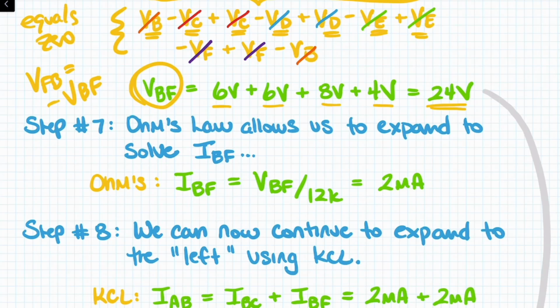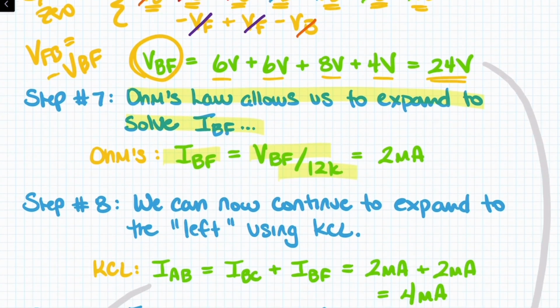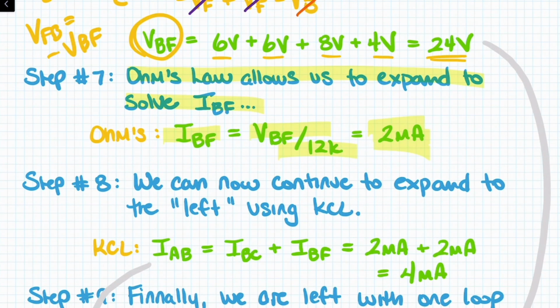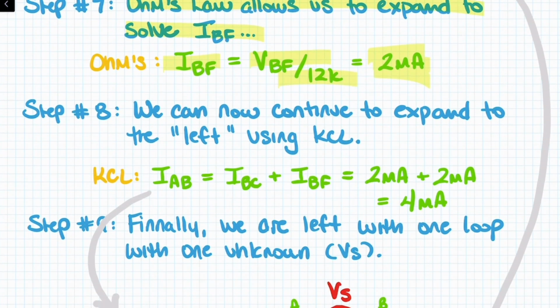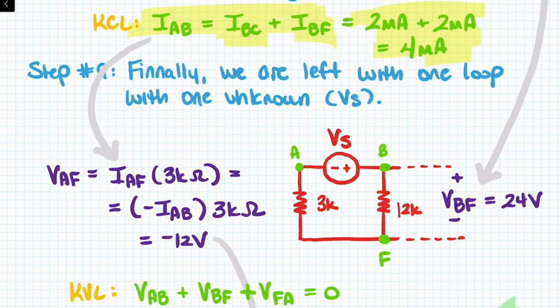And then Ohm's law will allow us to expand outward and solve for IBF. We know now we have the voltage across that branch, so we can solve for the current through that branch. And so IBF is equal to VBF divided by 12K, again because it's a 12K resistor right here. And that gives us 2 milliamps. And now we can continue to expand to the left using KCL. This is applying KCL at node B. We can calculate IAB as the sum of IBC and IBF, both of which we already know. 2 plus 2 gives us 4 milliamps. And finally, we are left with one loop with one unknown, right?